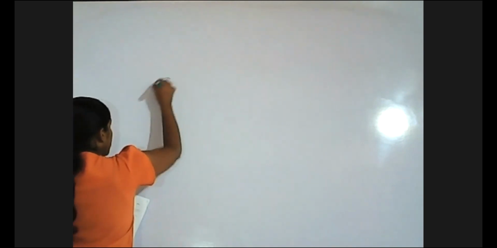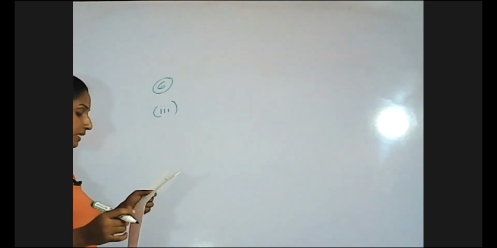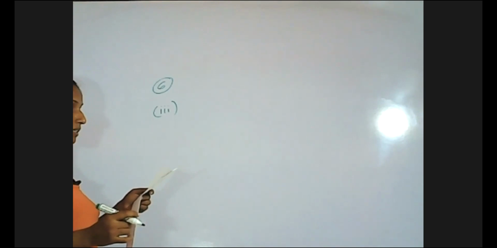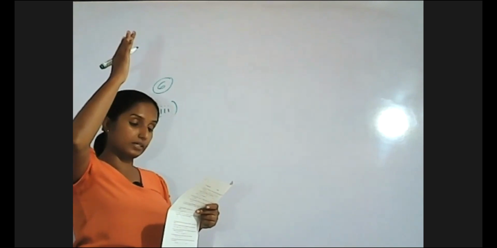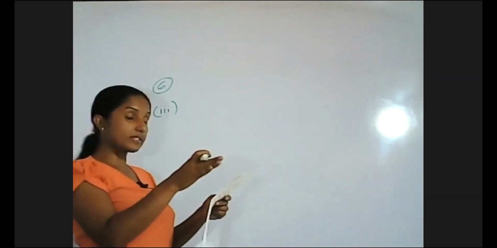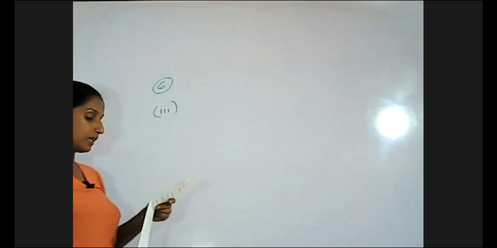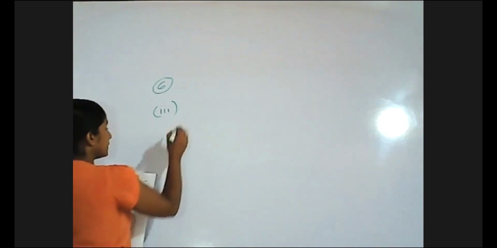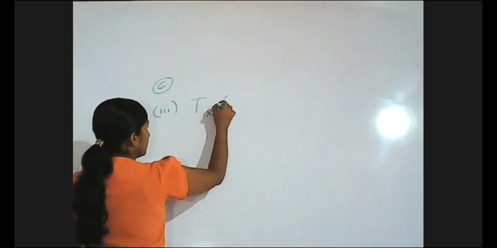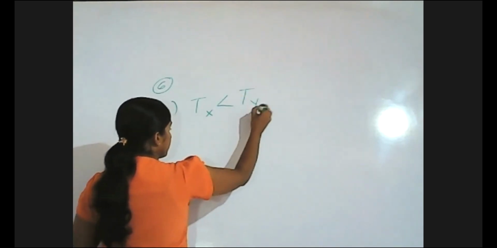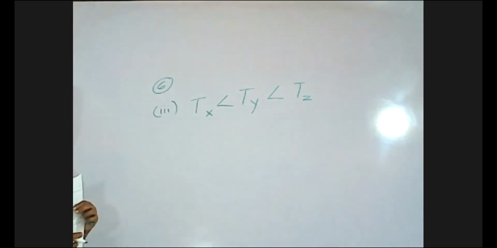Sixth one, third part. Ascending order. Tx, Ty, and Tz. X means the component that we extract from the first outlet, and Y is from the fourth and Z from the sixth one. So, in ascending order, the boiling point is least in Tx, then Ty, and the highest one is Tz.